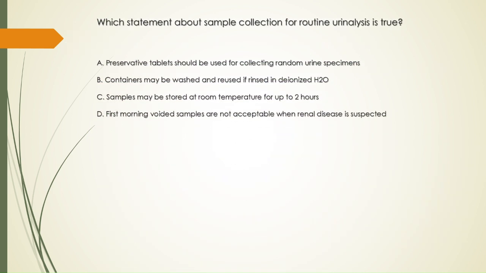Which statement about sample collection for routine urinalysis is true? A. Preservative tablets should be used for collecting random urine specimens. B. Containers may be washed and reused if rinsed in deionized H2O. C. Samples may be stored at room temperature for up to 2 hours. D. First morning voided samples are not acceptable when renal disease is suspected.